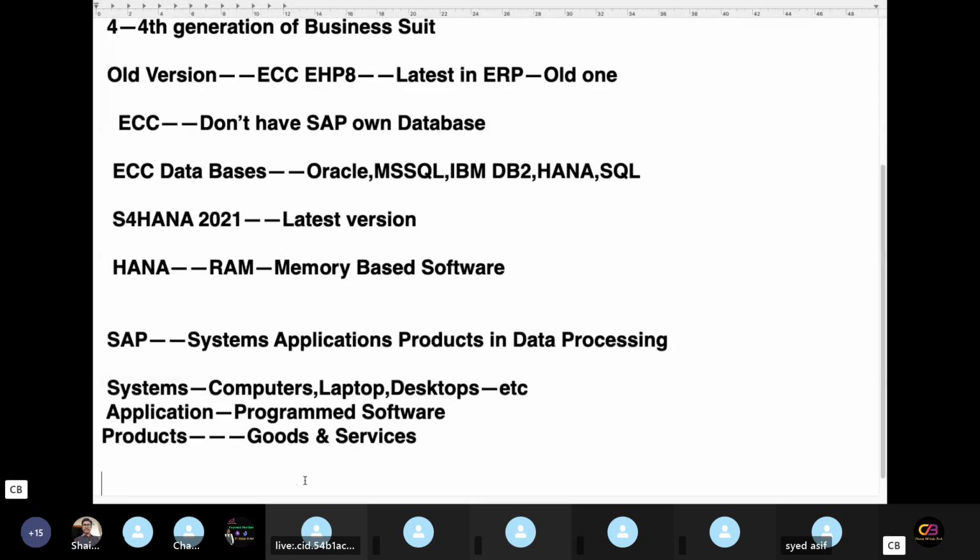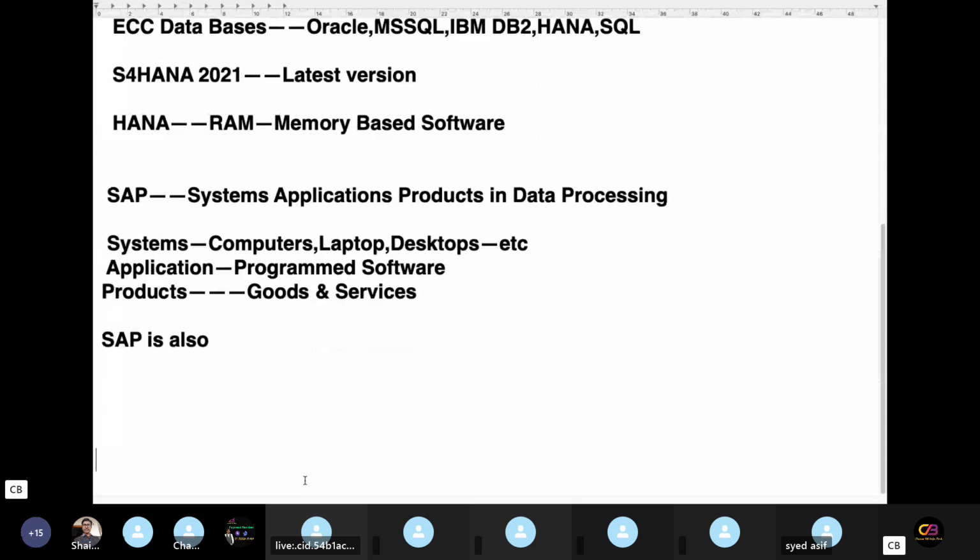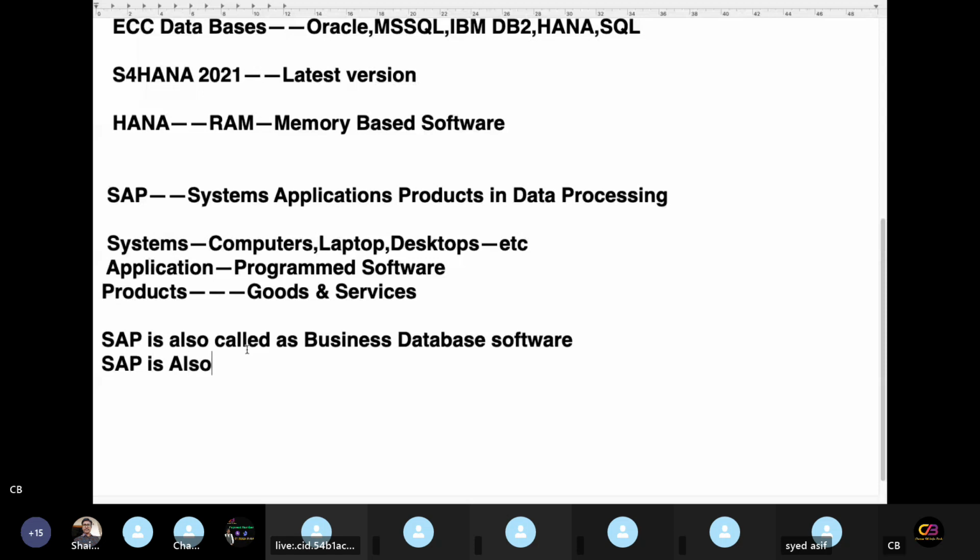What generally will SAP do? SAP is a software, right? It captures entire information regarding the goods and services. It captures entire business information. Business information means purchase, sales, financial aid, transactions, and everything will be captured through SAP. So that is the reason SAP is called a business database software. It is also called an ERP software.